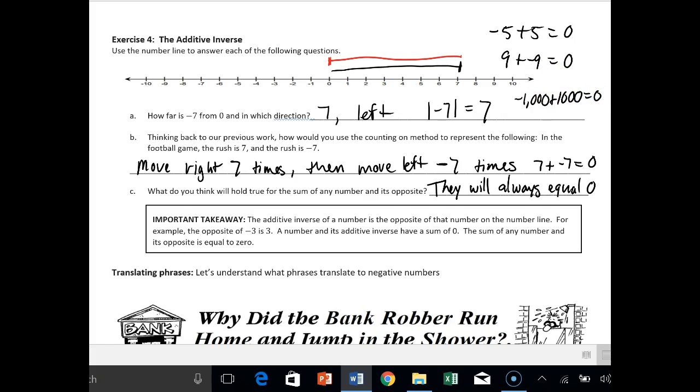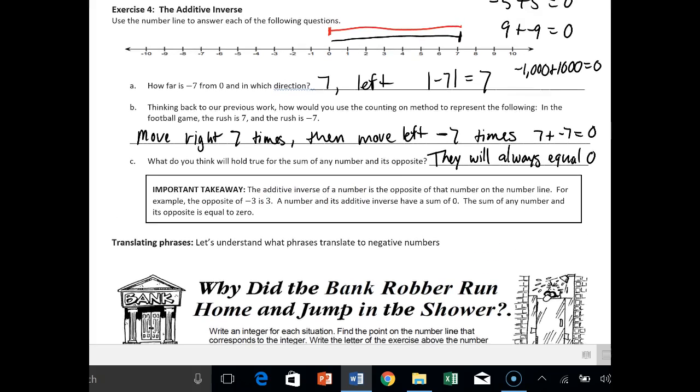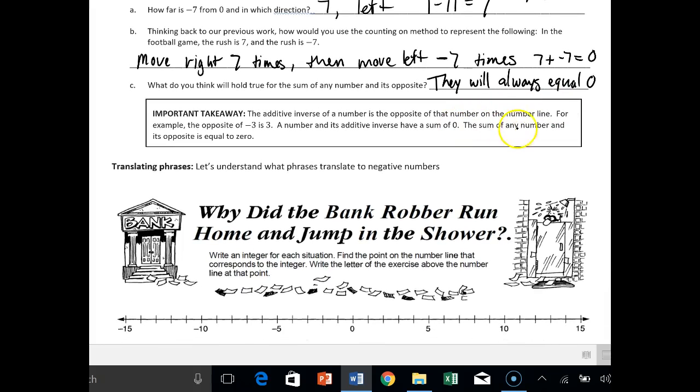That would equal 0. Okay, so that's the important takeaway, is that the additive inverse of a number, or its opposite, if I add the opposite of a number, so here if I take negative 5 and I add its opposite, or 5 is the additive inverse of negative 5, or if I take positive 9 and I add its opposite, negative 9 is the additive inverse of 9, I will always get 0. So the sum of any number and its opposite is equal to 0. That's the additive inverse, all right?